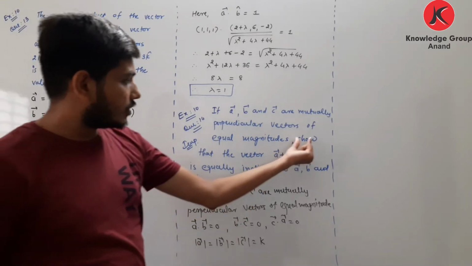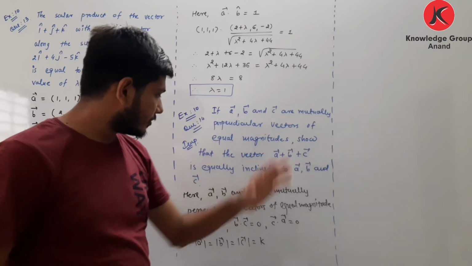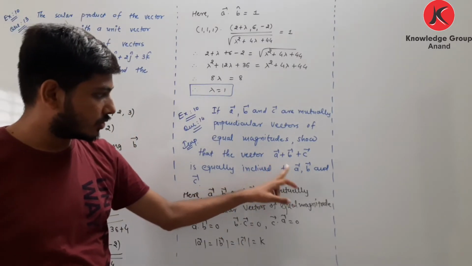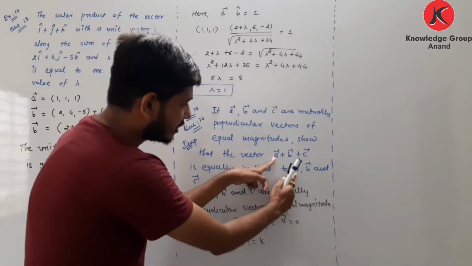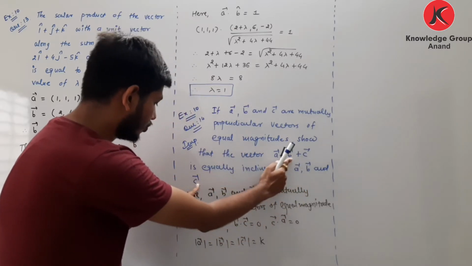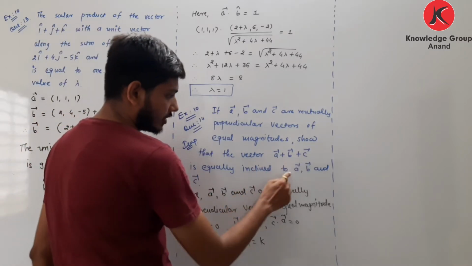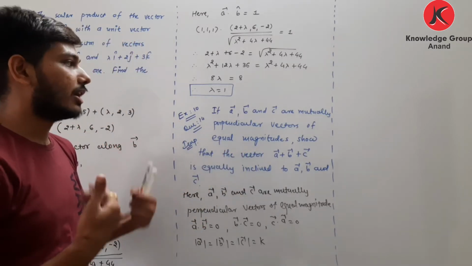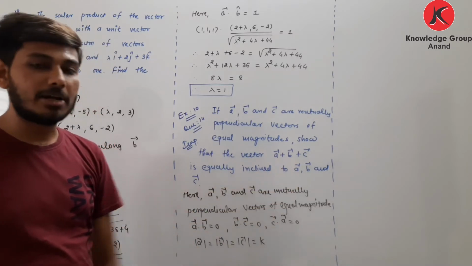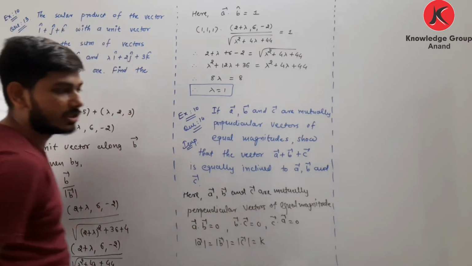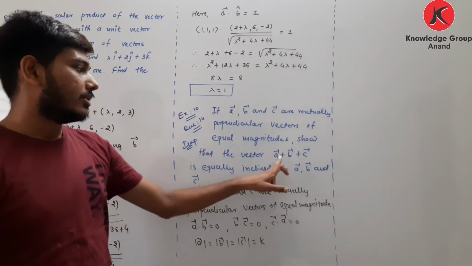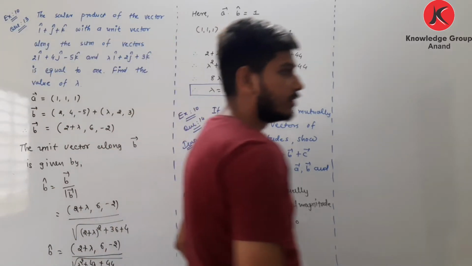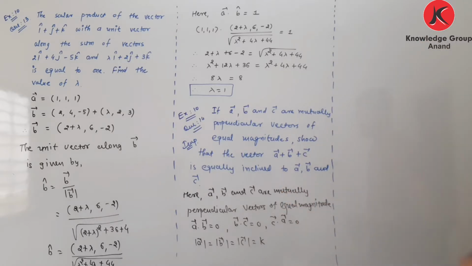Now see here, next we have to prove that the vector A bar plus B bar plus C bar is equally inclined to the vectors A bar, B bar and C bar here. If we want to prove this, then we have to find the angle between this vector and each of the three vectors. There are three angles made by this vector with A bar, with B bar and with C bar. Suppose the angle made by A bar plus B bar plus C bar with vector A is alpha, with vector B is beta and with vector C is gamma. Therefore, we have to obtain the values of alpha, beta and gamma. We can obtain them directly.